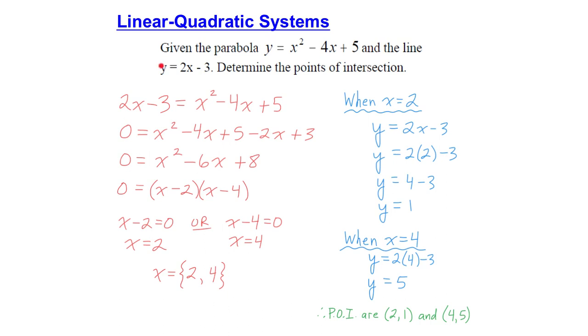So remember, combine the equations, set it equal to 0, and solve for x, either by factoring or quadratic formula. And once you know what x is, solve for y, using one of your original equations. Once you have x and y, you have the coordinates of your points of intersection.